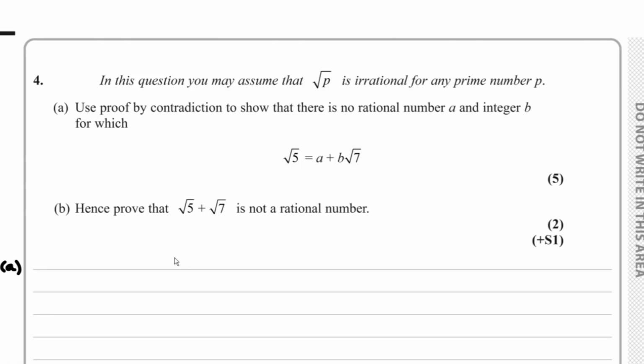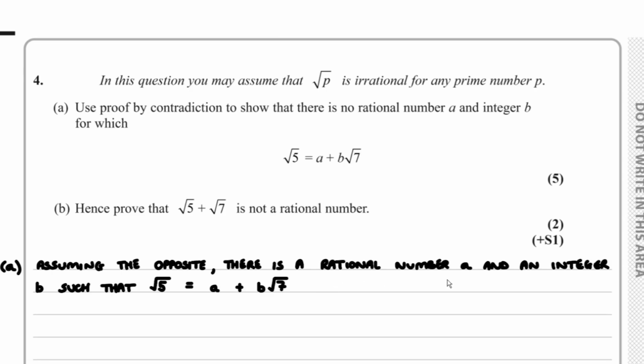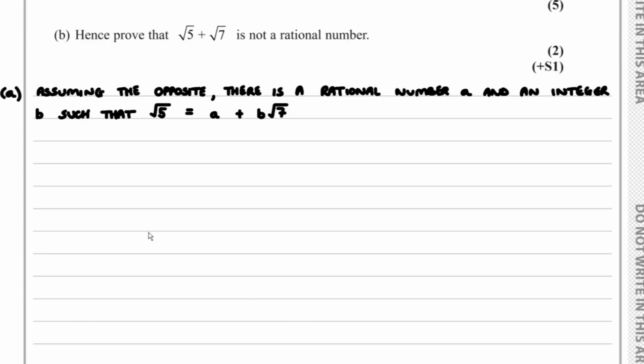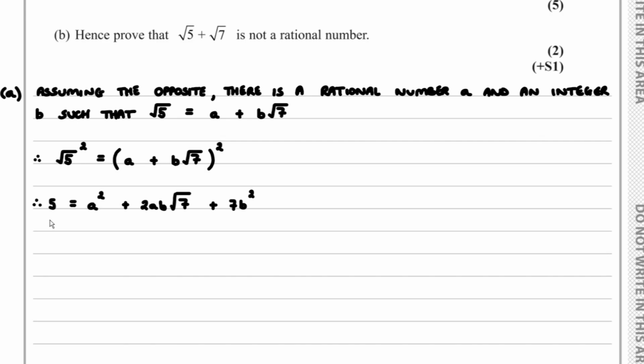As we do with any proof by contradiction question, our first step is to assume the opposite. If we assume the opposite, that is to say, there is a rational number a and an integer b such that root 5 equals a plus b root 7. If I square both sides, I've got root 5 squared equals (a plus b root 7) squared, and therefore expanding and simplifying, we end up with 5 equals a squared plus 2ab root 7 plus 7b squared.